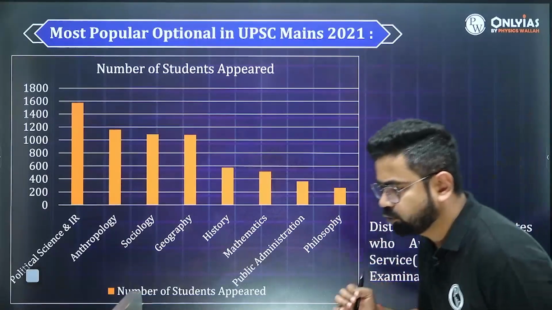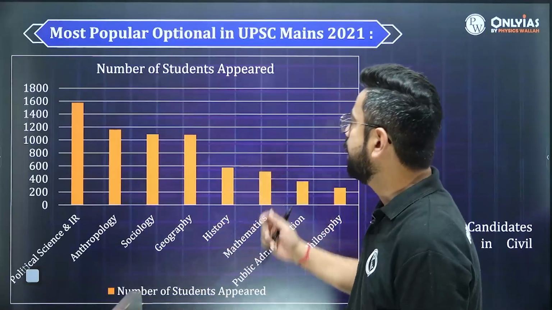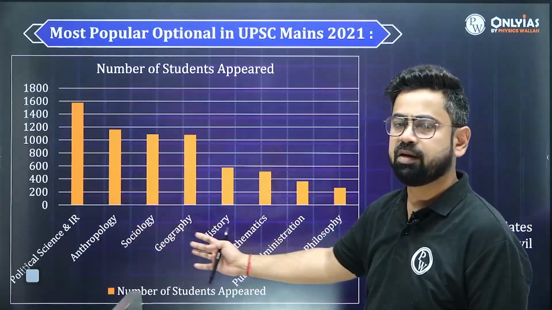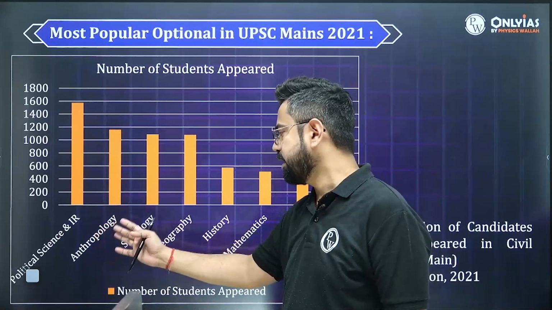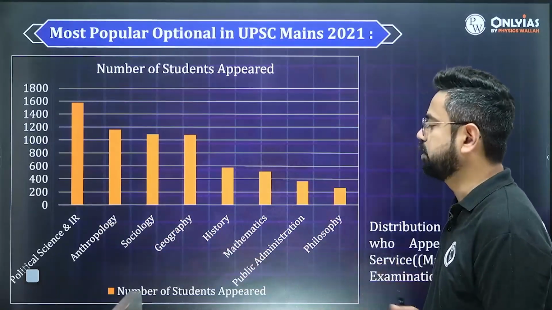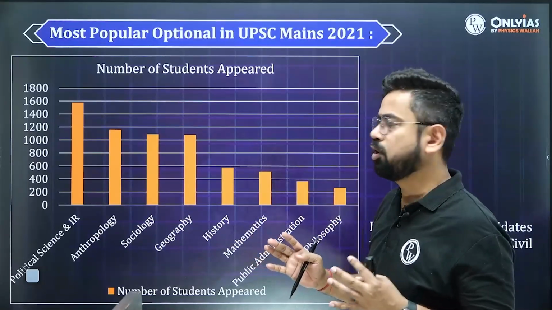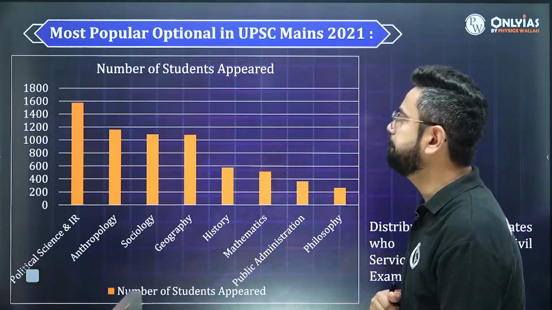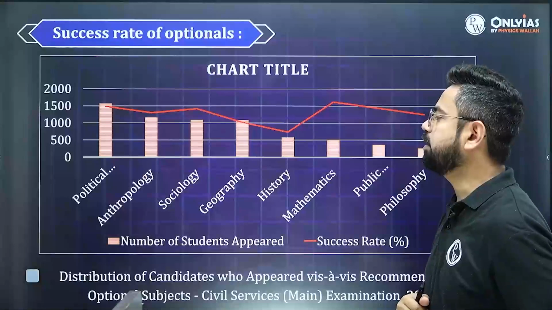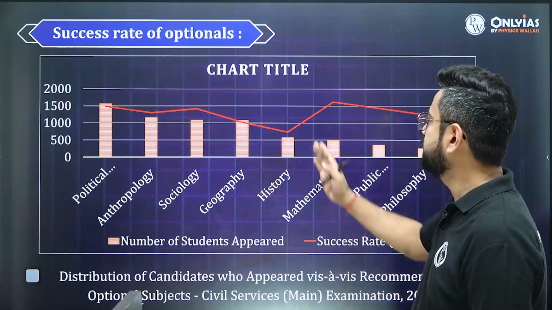So as I said, the most important thing is that before you take this decision, you should have an understanding of the data. A lot of students appear in these subjects, right? These are the super favorite, very, very popular topics. For example, PSIR, Anthro, Sociology, Geography, History, Mathematics, Public Administration, and Philosophy. These are the most sought after, the most favorite, very, very popular topics. Right, but if you compare their success rates, it is not like the most popular optional is also the one from where you get maximum selection. Right, the success rate varies.